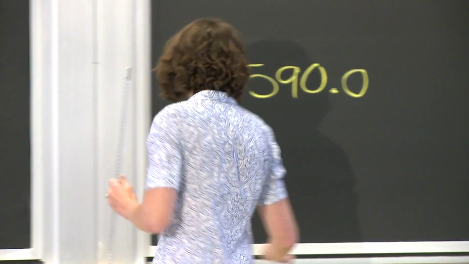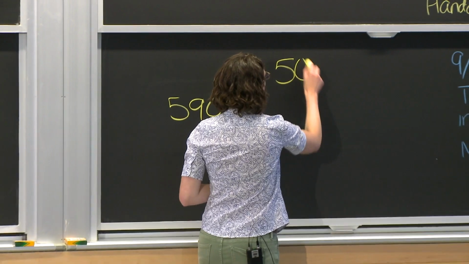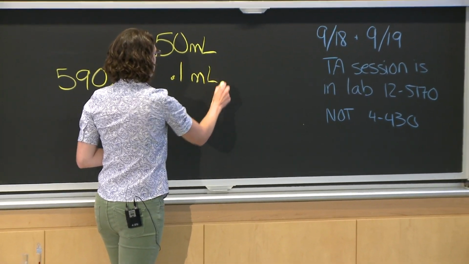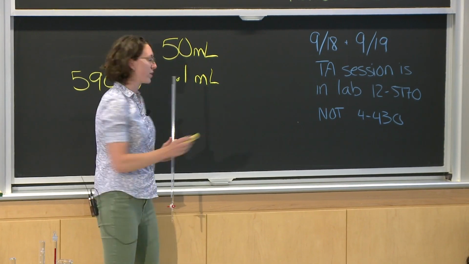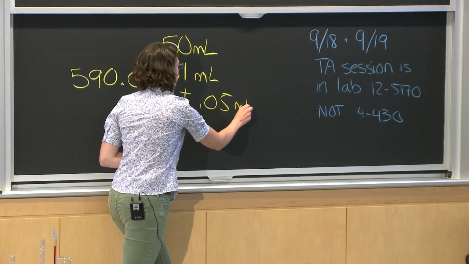So if the markings are in a 50 milliliter burette, the markings are every 0.1 milliliters, so the uncertainty is 0.05, so plus or minus 0.05 milliliters.